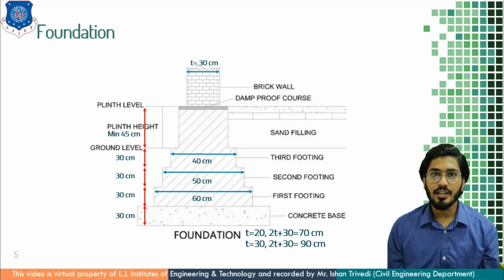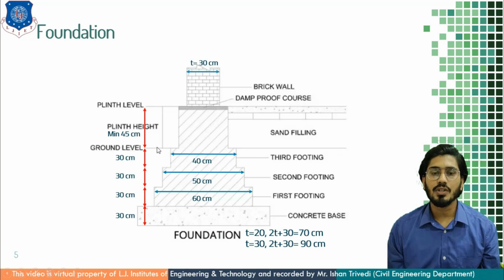For the inner wall having a thickness of 20 centimeter, applying the same equation for the concrete base, it will be 70 centimeter. So the concrete base for the inner wall will be 70 centimeter. Next we will provide the first footing and second footing, but the third footing is not constructed in the inner wall. So there will be only two steps of brick masonry work, whereas the bottom layer is the concrete base.